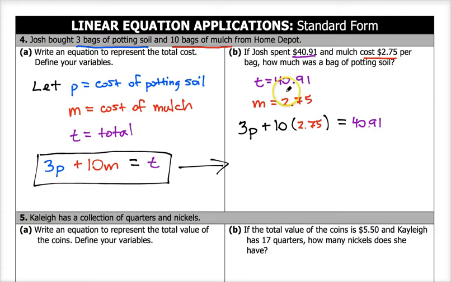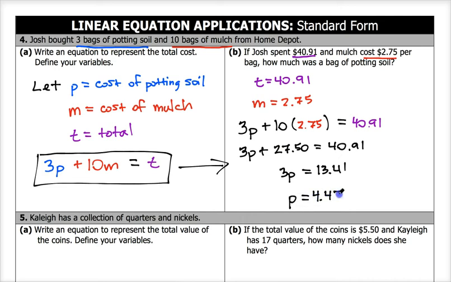So if I solve this equation, I get 3P plus 27.50 equals 40.91. I subtract 27.50 from both sides, I get 3P equals 13.41. And then if I divide both sides by 3, I get P equals 4.47. So that tells me that potting soil is $4.47 per bag.